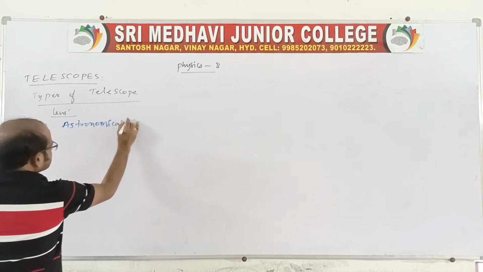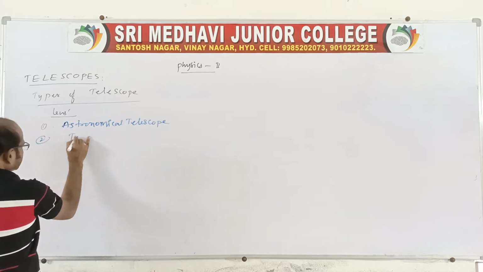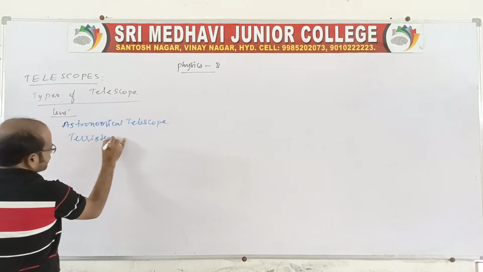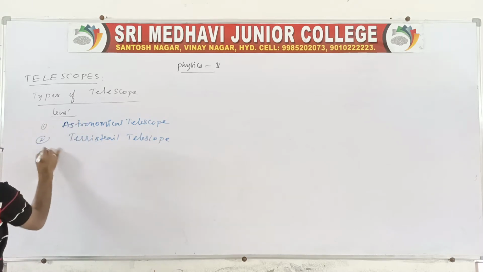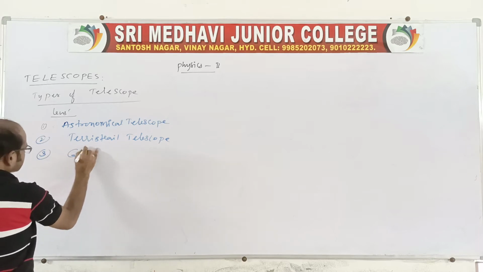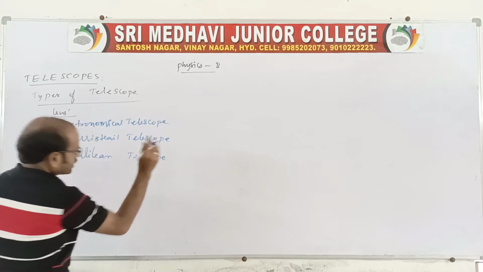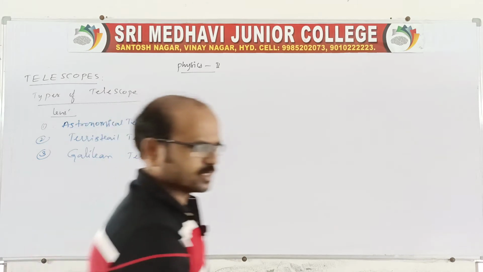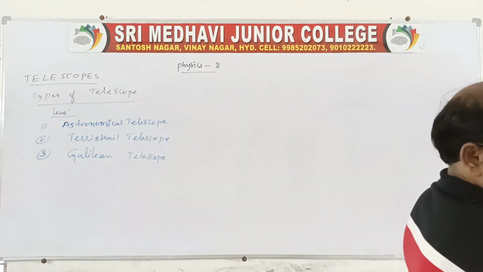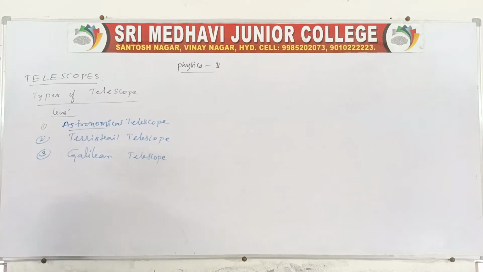Astronomical telescope, second terrestrial telescope, and third the Galilean telescope. Actually these are the three types of telescopes using lenses: one is the astronomical telescope, one is the terrestrial, and one more is the Galilean telescope.